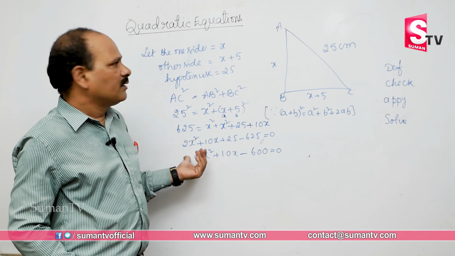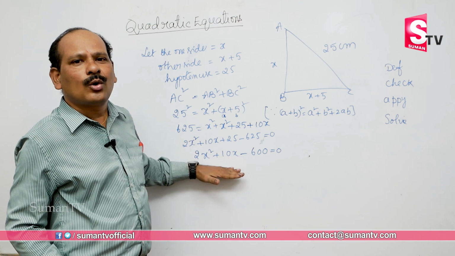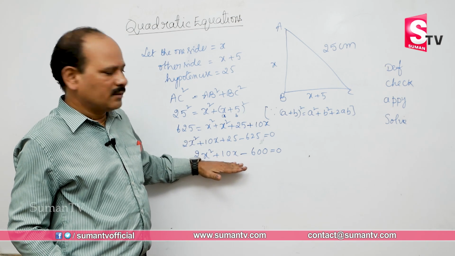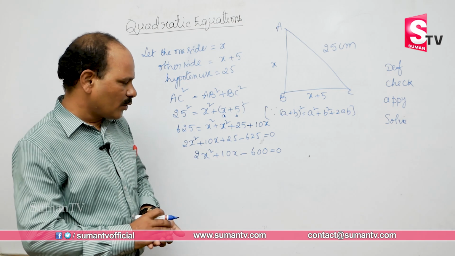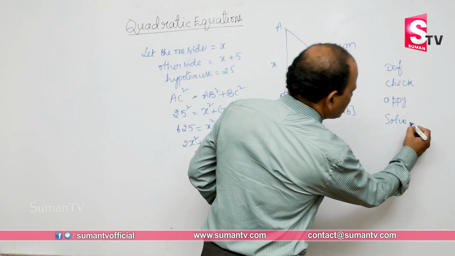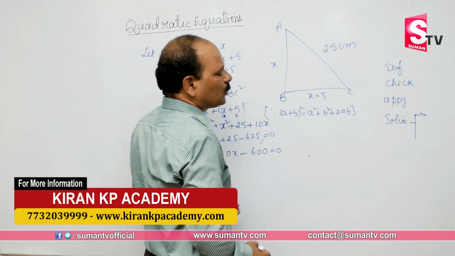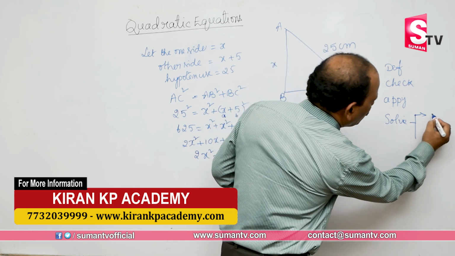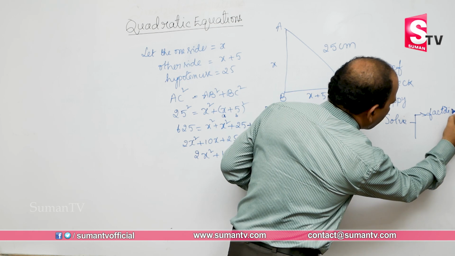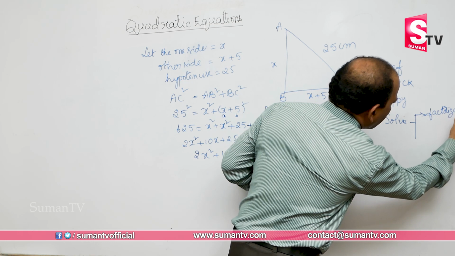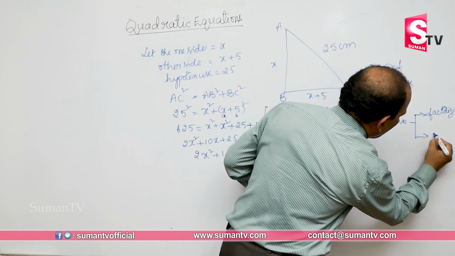Like this, these problems can be solved by using the quadratic equation. Once we frame the quadratic equation, it can be solved by using two methods. The final step is the solution. We can solve the quadratic equation by two methods. One is the factorization method. Second one is the quadratic formula.